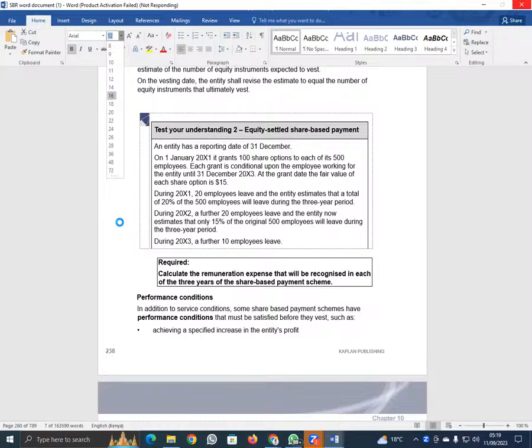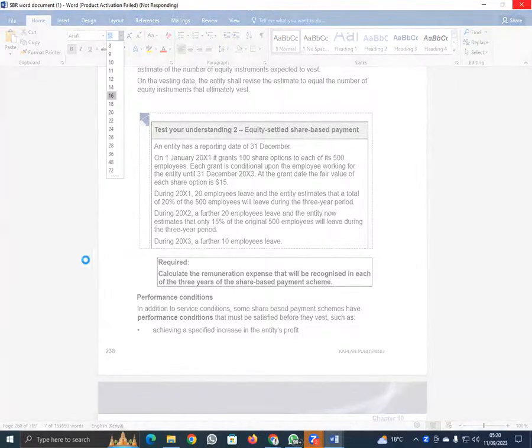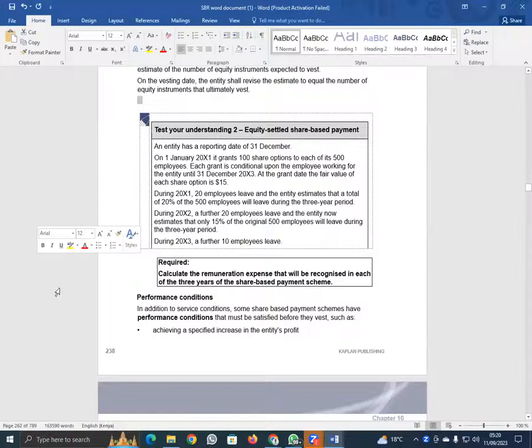The first thing you need to recognize is what promise we have given these people. We haven't told them that when the share price increases, we're going to give them cash. We have told them that we shall give them 100 share options. We are going to give them equity instruments. It grants 100 share options to each of its 500 employees. So this is an equity settled share-based payment.